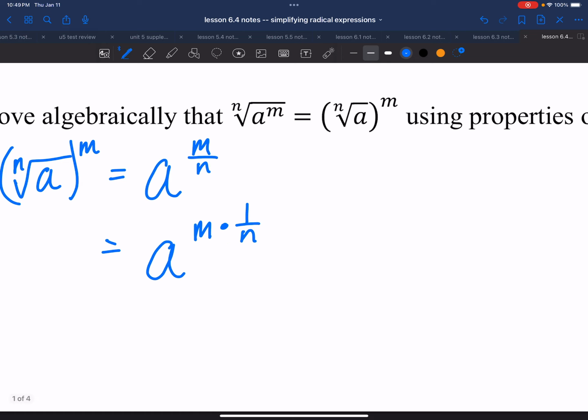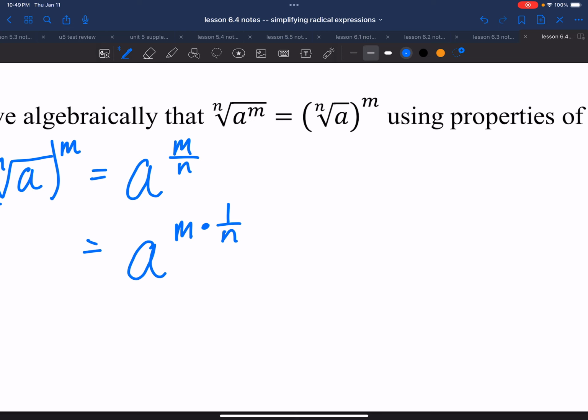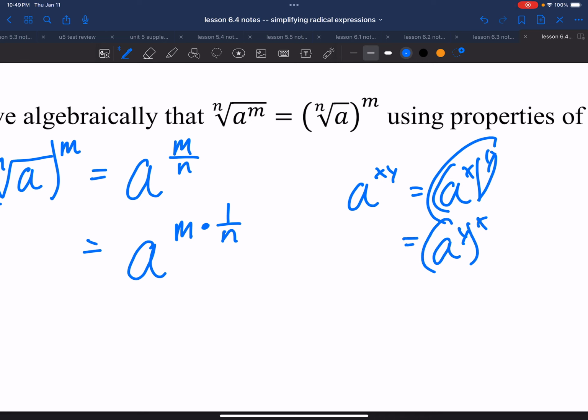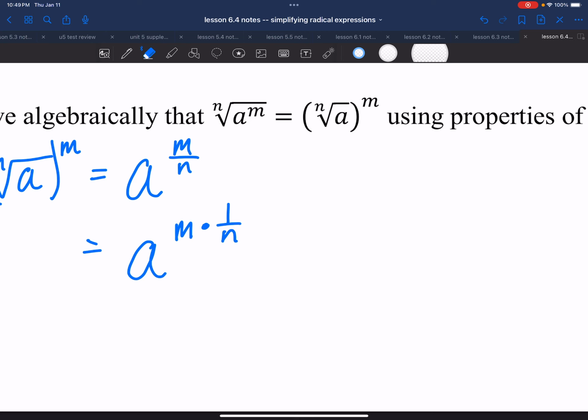Now, the thing about multiplication, we have this rule, right, that a to the, I'm going to make up different letters, let's say xy, you could have written that as a to the x to the y, right, because you multiply these. But if you could rewrite it as a to the x to the y, couldn't you also rewrite it as a to the y to the x, right? And so I can. So I could manipulate this, and I could say that a to the m times 1 over n could be written, right, as a to the m to the 1 over n, right? Because I would just be multiplying those.